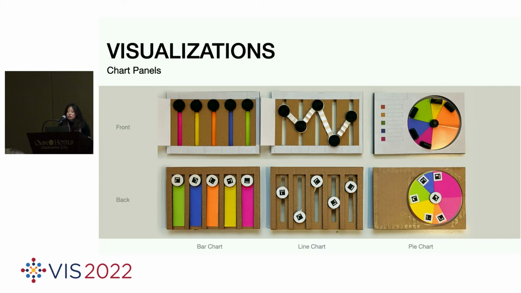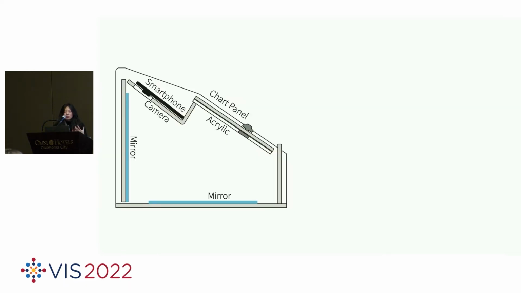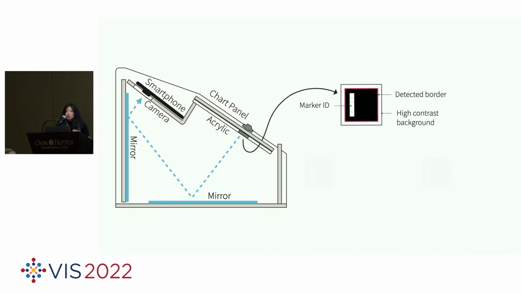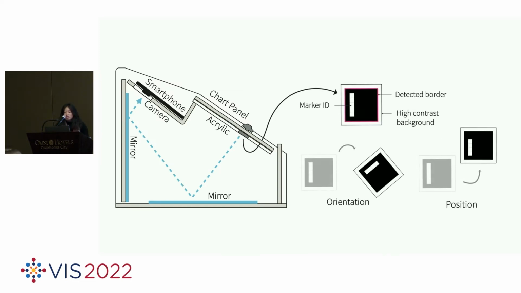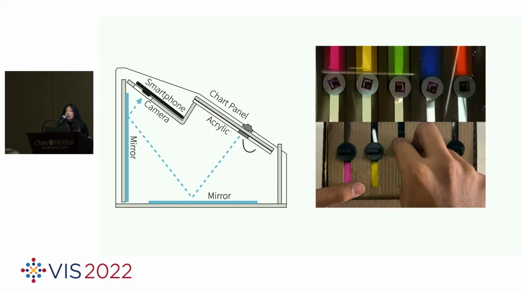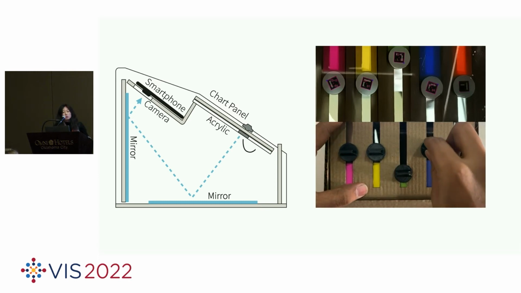And the physical and digital aspects of the toolkit are connected by the use of fiducial markers, which are behind each chart panel, as you can see here. And so these chart panels are placed at an angle on top of the box structure, and we can detect the markers through the reflection of the mirrors, which the smartphone's rear camera captures. And by interacting with the chart panels, we can start to detect changes in marker position or orientation to enable a wide variety of tangible interactions, such as the one we're seeing here.